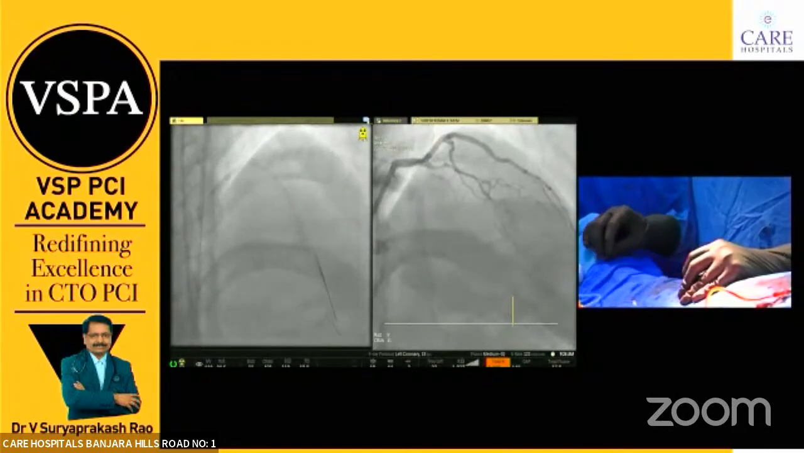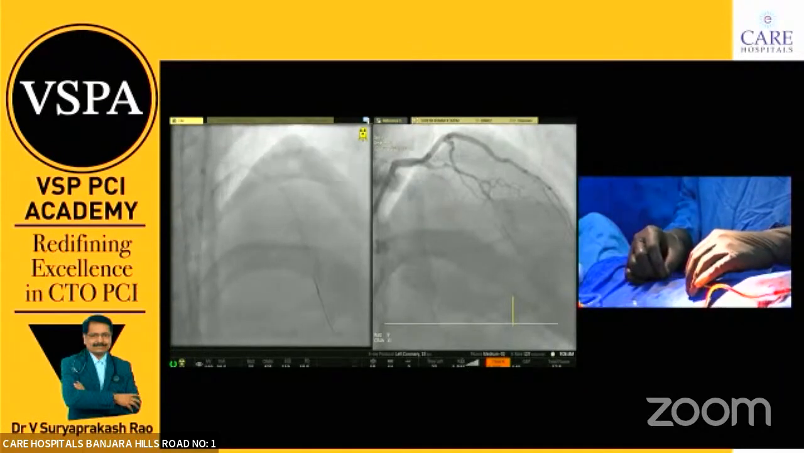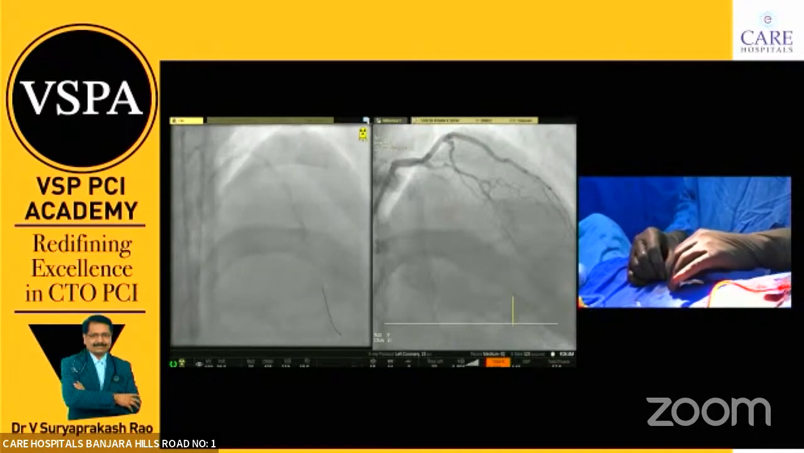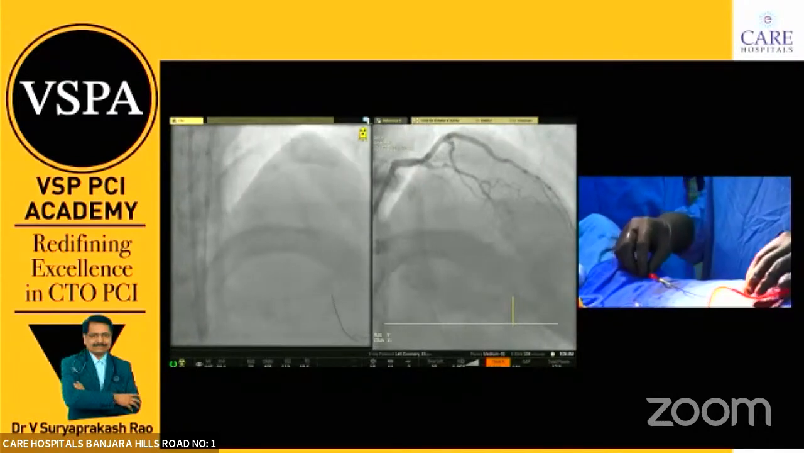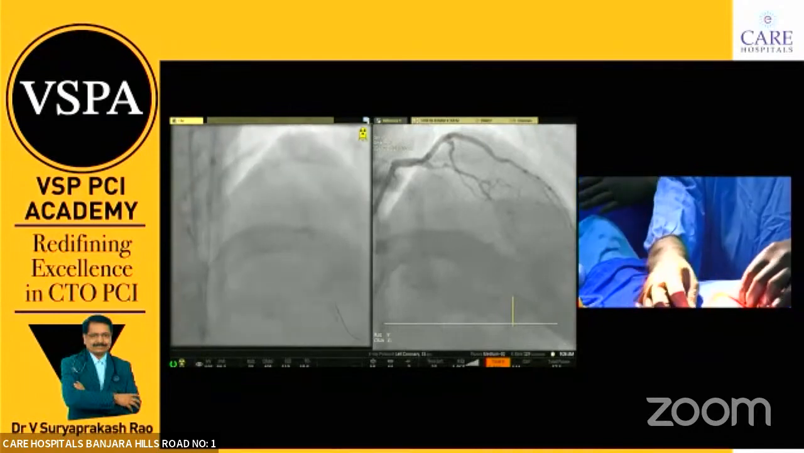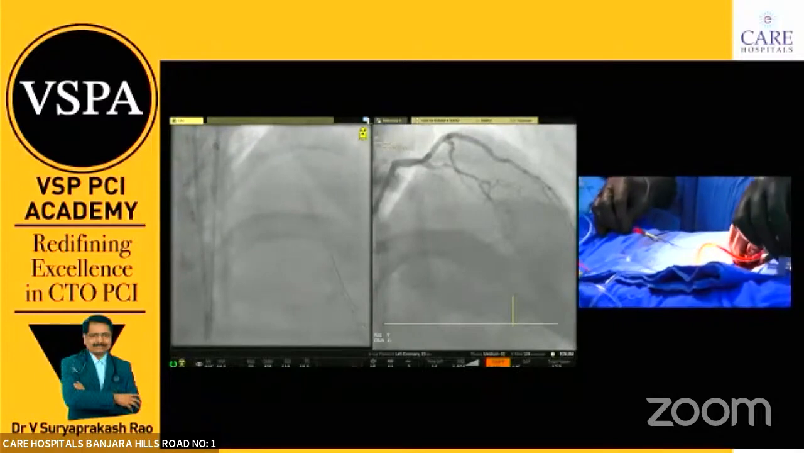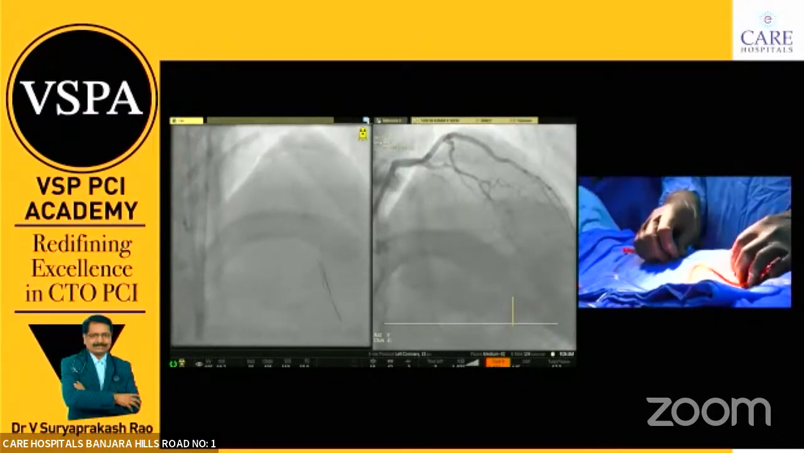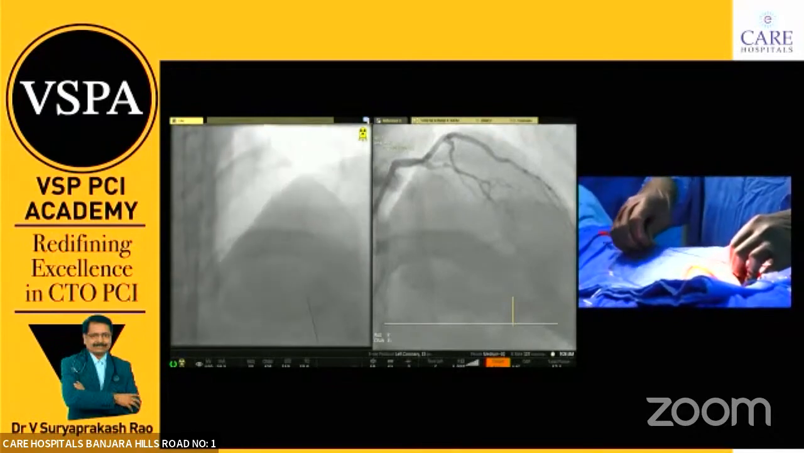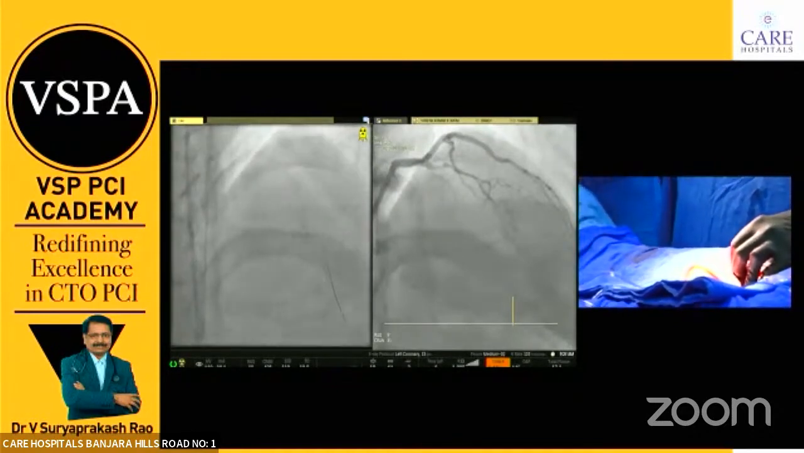So this is the wire, this is the cyan blue wire. So now I am taking the Carvel out with the same balloon trap. I'm pulling the Carvel out. Now we'll do an IVUS on this vessel.